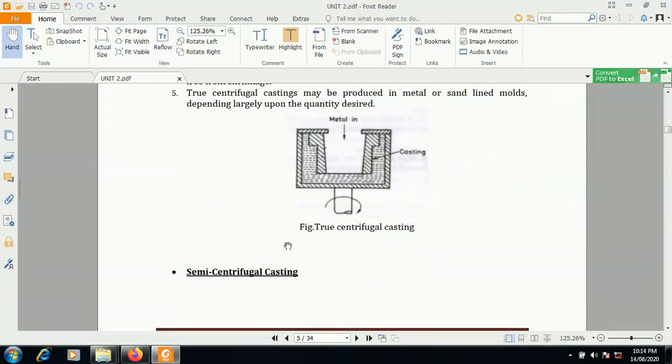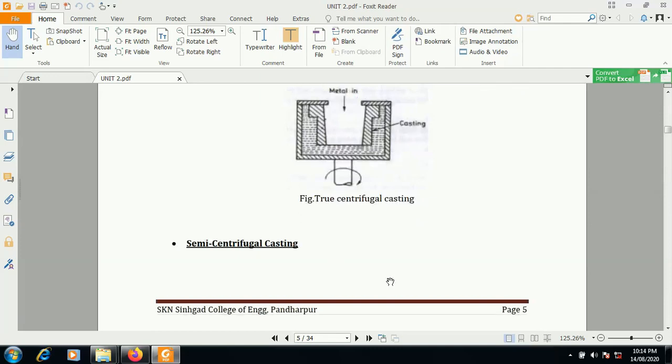Now the second type of the centrifugal casting process is the semi-centrifugal casting process. This process is used in the manufacturing of alloy wheels of two-wheelers, big wheels, shoes which are used in crane manufacturing, or gear blanks. These are the applications of the semi-centrifugal casting process.